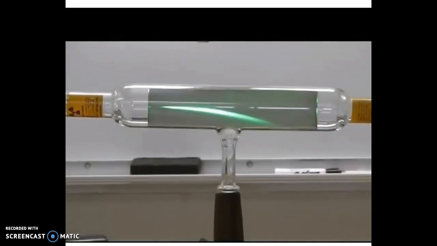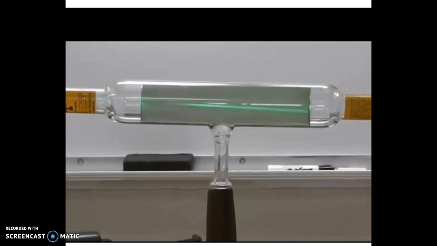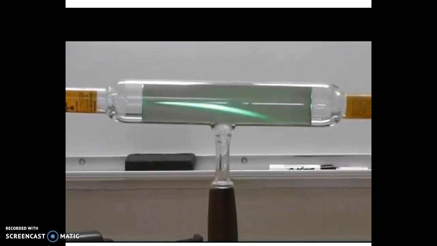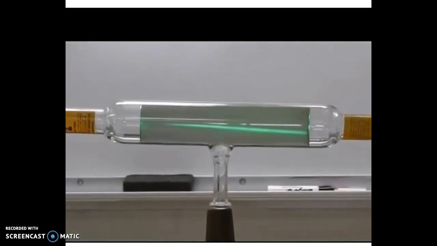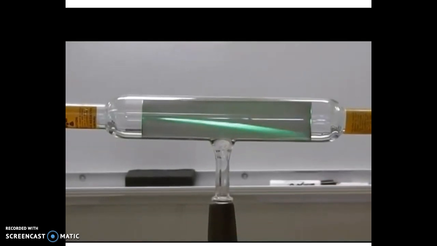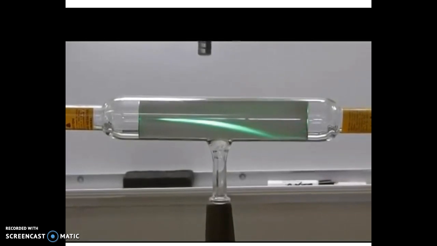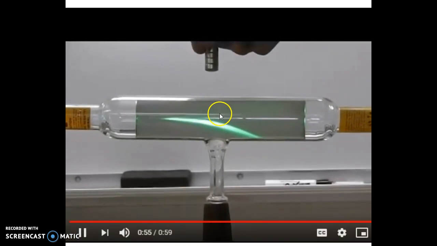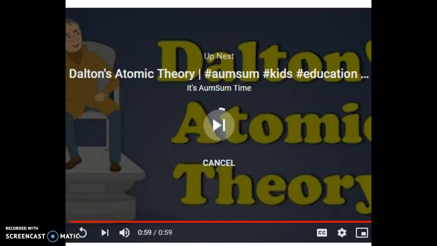So what he's doing is he is subjecting it to a charge. There's a gas tube that he's running a current through, and if he subjects the beam to a charge, he can manipulate it. And what J.J. Thomson realized was that if he subjected this tube to a negative charge, it would repel away from, oops, I got to stop this because it'll just play again.